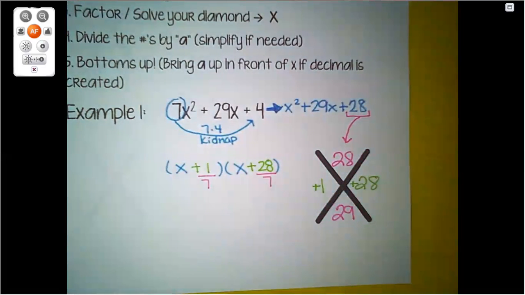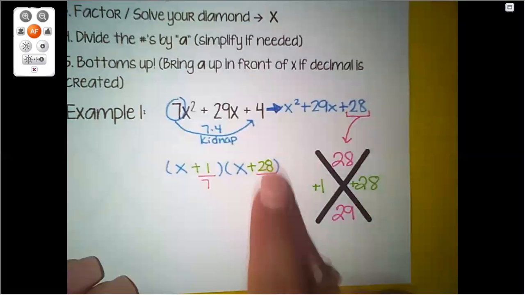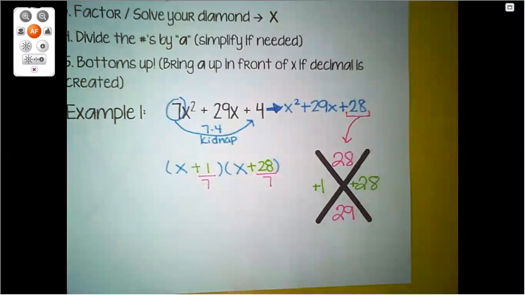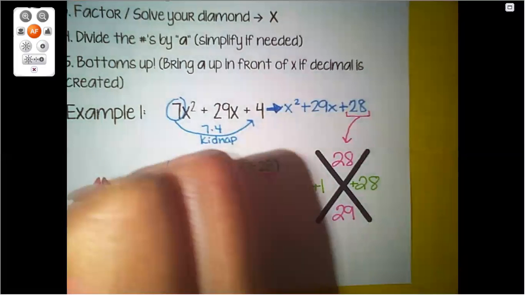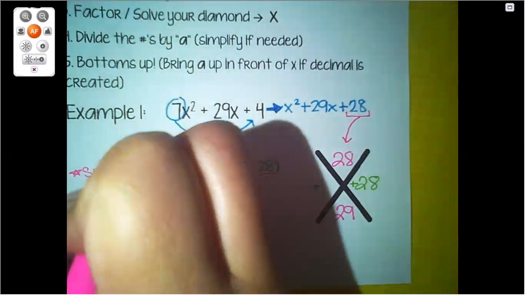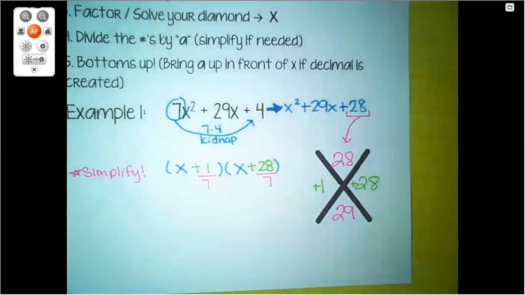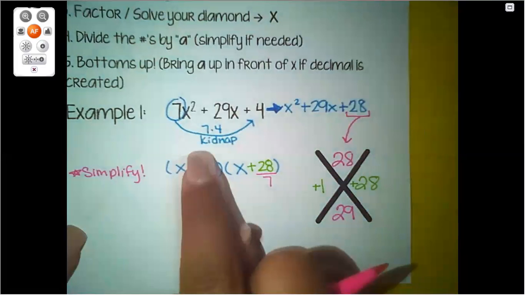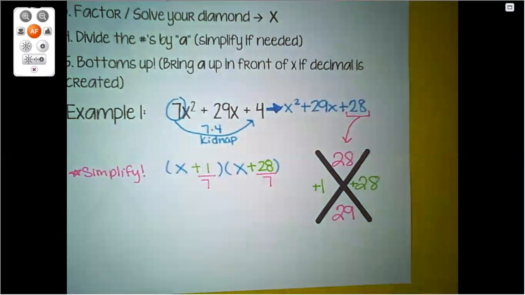And this creates a what? It creates a fraction. So what do you do with every fraction in algebra? You simplify. So I'm going to put a little star here. Simplify if possible. Now, type in 1 divided by 7 in your calculator and see what happens. It stays the same. Now, because it did stay the same, what we're going to do is something that we call bottoms up.